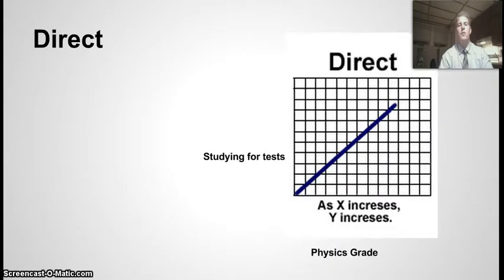We have our direct proportion graph. The example I picked for this is when you study for tests is going to be on the y-axis, and your physics grade is on the x-axis. So when y increases, which is studying for tests, your x is also going to increase, which is your physics grade. You'll see them both go up.